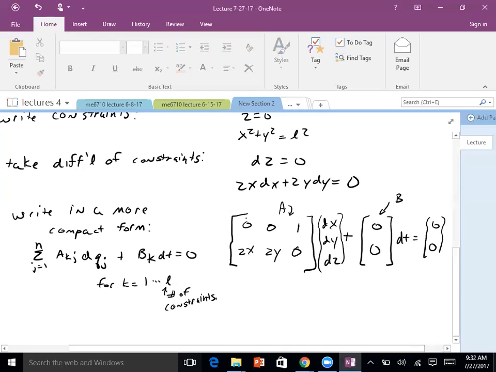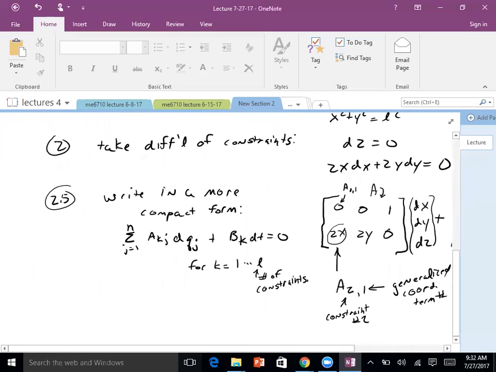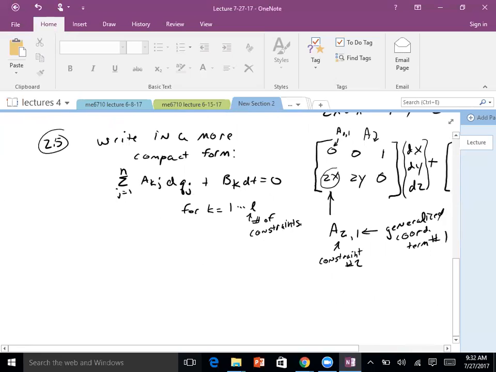That's the B_k. So this little term here depends on the order you wrote the dx, dy, dz. You've got to choose that. But this would be my A_kj: A row 1, column 1 is constraint 1. Let's expand that. That's A row 2, column 1, so it's constraint 2. And it's the generalized coordinate term number 1. And then the b's are 0. The b's are actually going to go away in a moment.